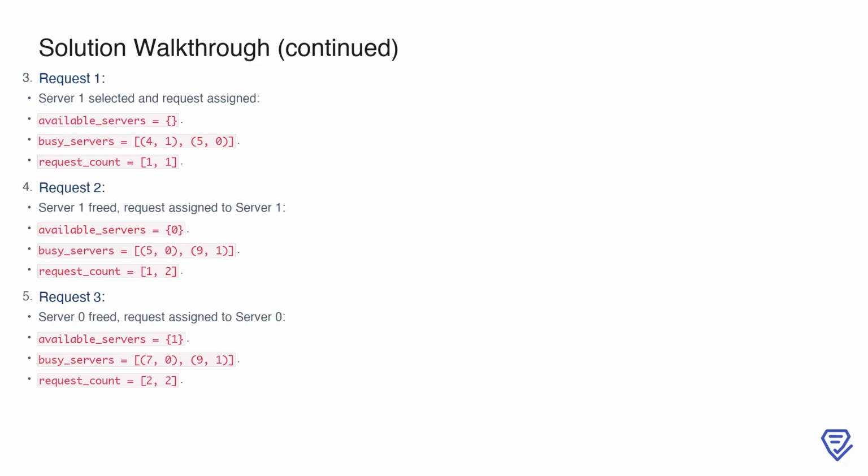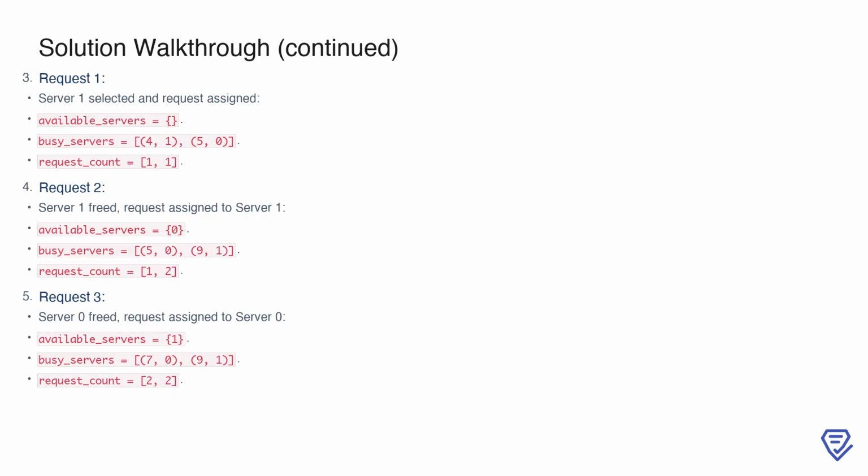Next, for the second request arriving at time 3, server 1 is available and selected. Server 1 is marked as busy until time 4, and the available_servers set becomes empty. The busy_servers heap is updated to track both servers' busy times, and request_count now shows that both servers have each handled 1 request.